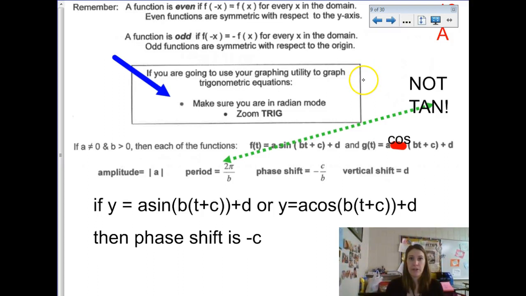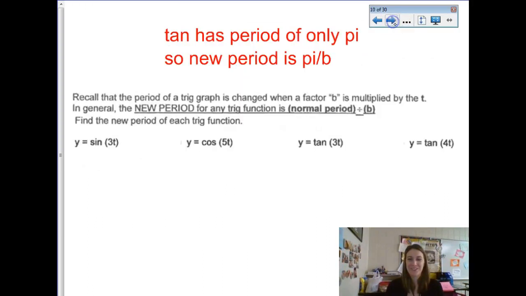If we're going to be using our calculator, make sure that you are in radian mode, because we're going to be graphing in radians. And then don't be afraid to use the zoom trig feature, but especially for tangent, you can't really set up your range effectively, so keep that in mind.